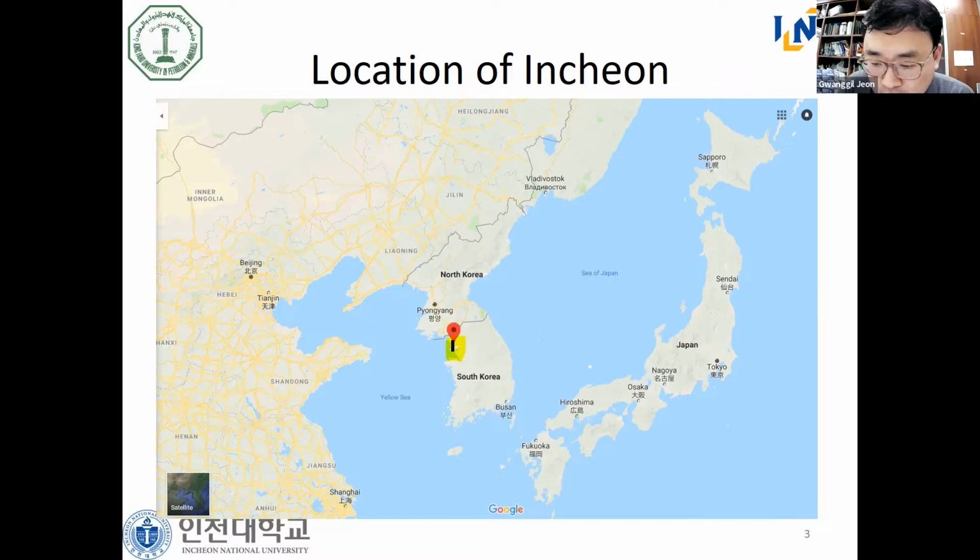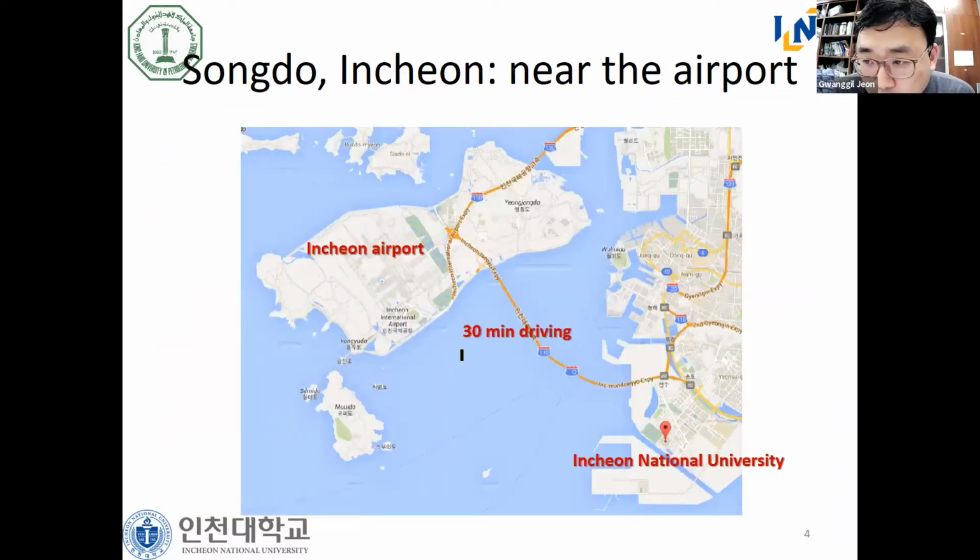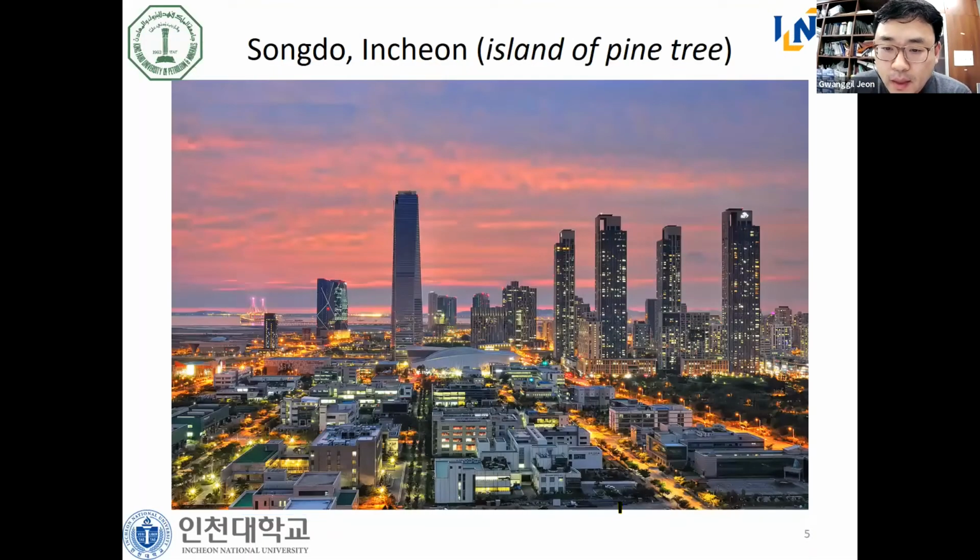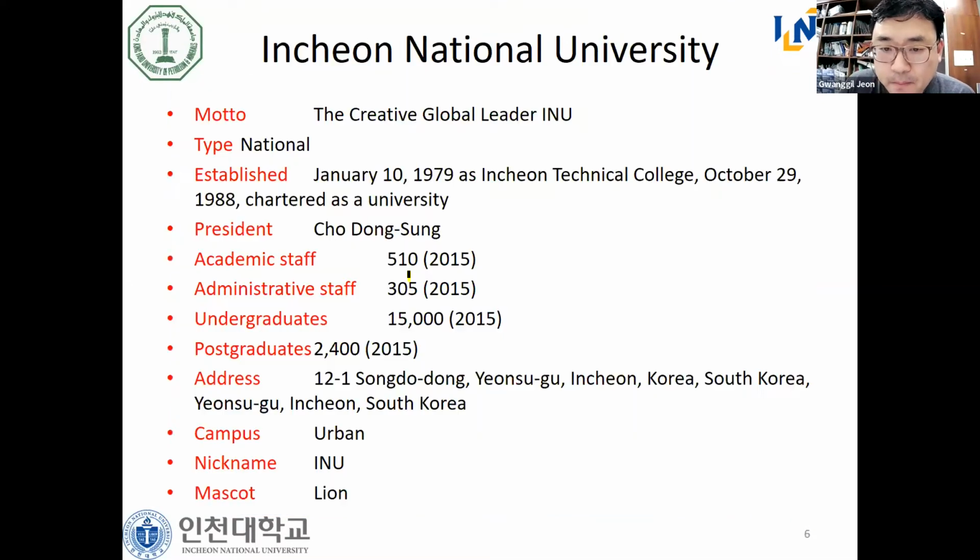And my city is here, and my city is very famous for the airport. We have several airports, but the international airport, Incheon Airport, is the biggest. So mostly foreigners enter Korea via this Incheon Airport. And the distance between my university and the airport is 30 minutes driving. Currently, I'm here at the university giving an introduction. So this is my town, and this is the second tallest building of Korea.